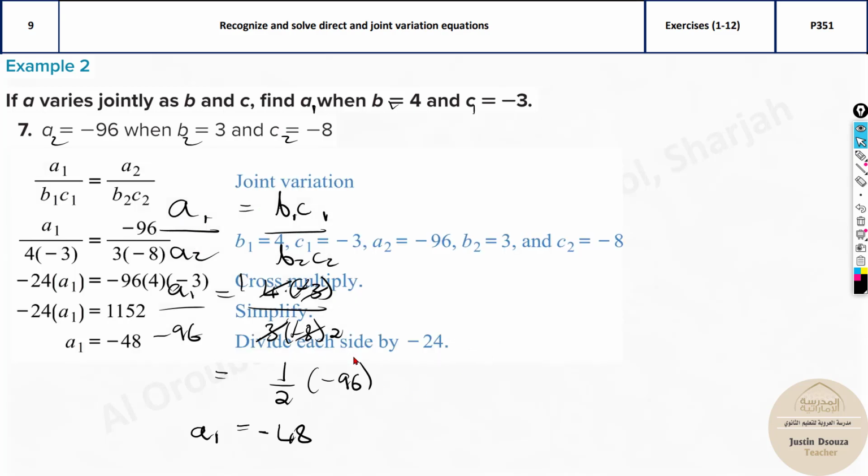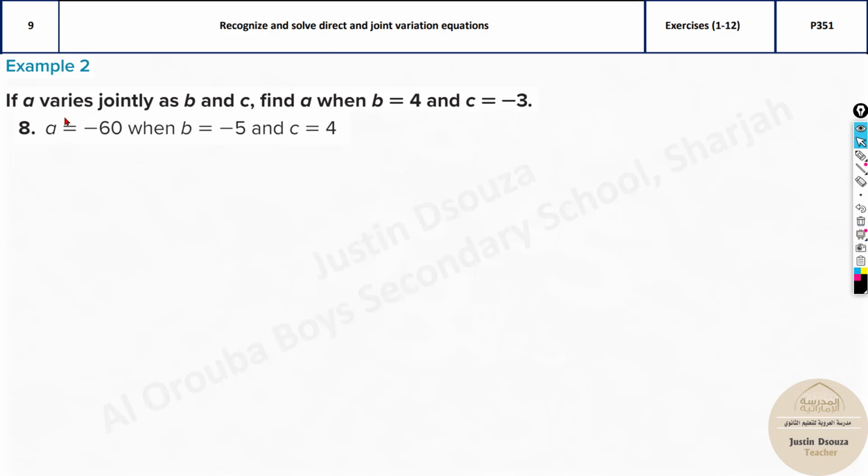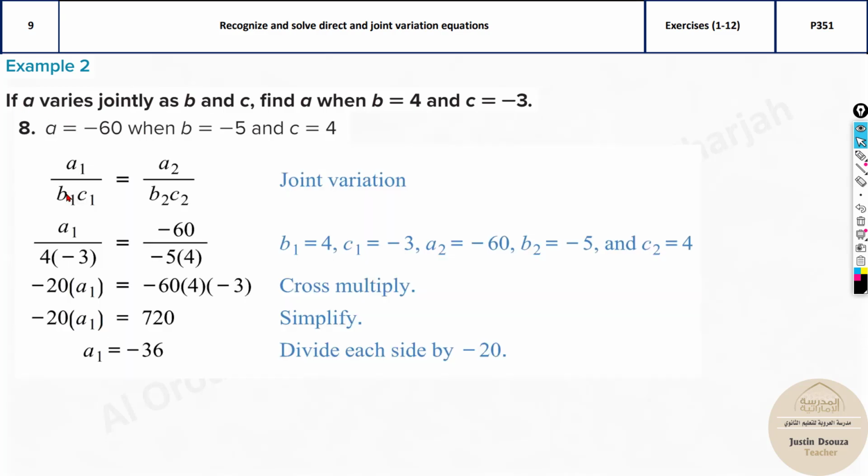Now you can try the other problems by yourselves. It's the same concept, same thing. It's just that they're jointly varying. That means A1, see over here, A1 equals B1 C1, and down you can write A2 equals B2 C2. Same concept. Do it by yourself.